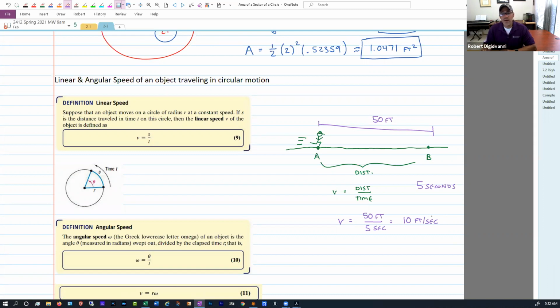What we're interested in is talking about the speed of an object that's traveling around a circle. So I put together real quickly a little animation for you right before class. I barely got this done.